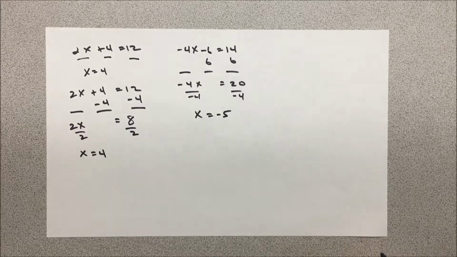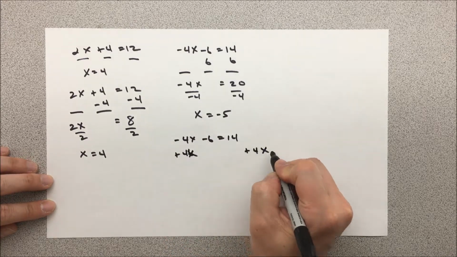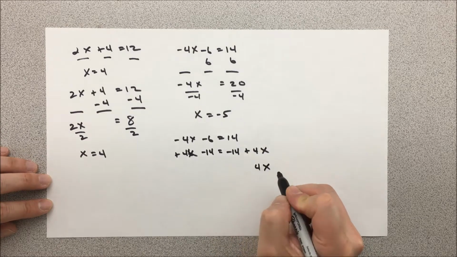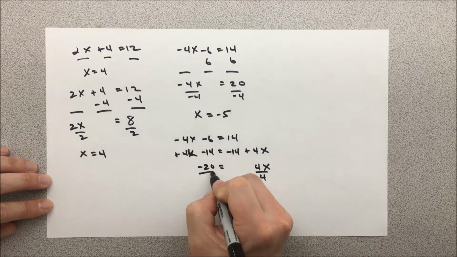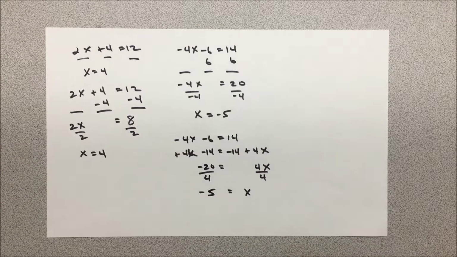I could have added 4x to both sides and subtracted 14 from both sides. So therefore, I am left with 4x on the right side, and I have negative 20 on the left side. Divide both sides by 4. I get x is equal to negative 5. I did this problem two ways because there is no right way to get to an answer. There is a way with less steps, like the first way. I solved it the second way because some students have trouble with negatives.